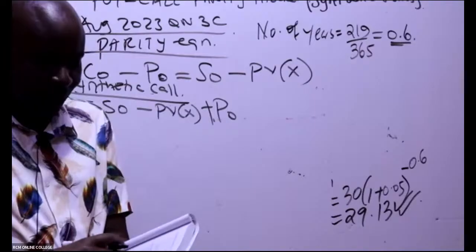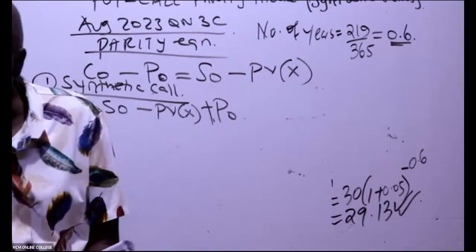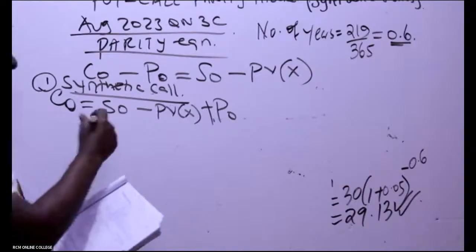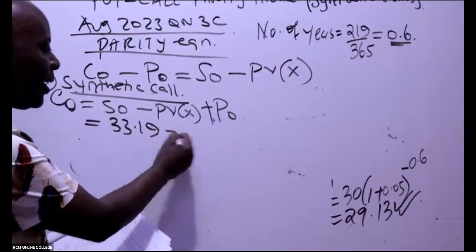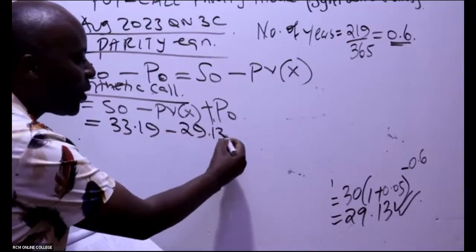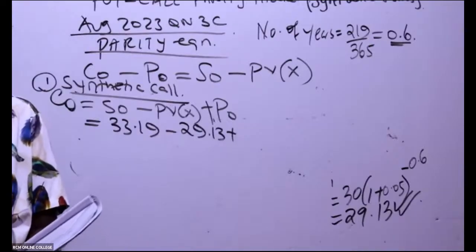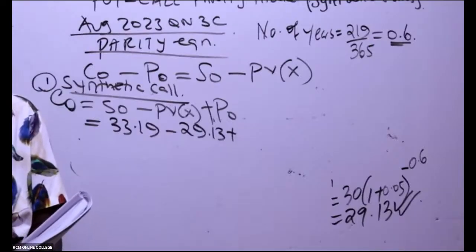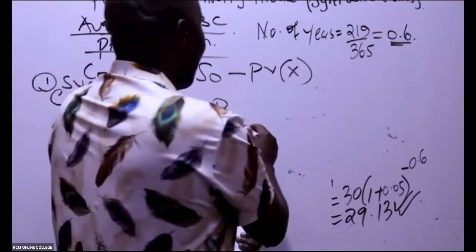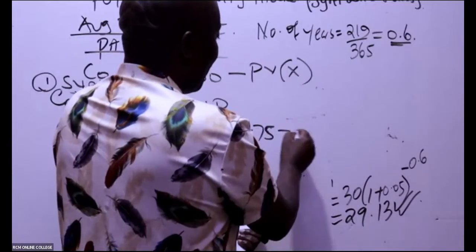So do we have these values from our question? Is there somebody who is able to see S0? S0 is the current stock price. 33.19, isn't it? Are you able to see the present value of the X? We have just computed it, 29.13. This is the put price, the P0. It's given in the question, second line there. We have here 2 point what here? 2.75. So then that is it.